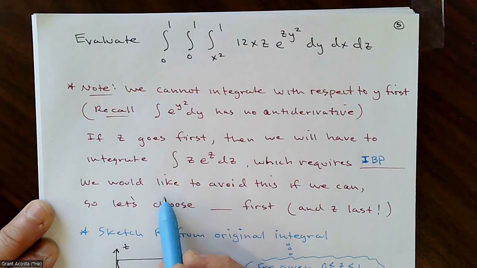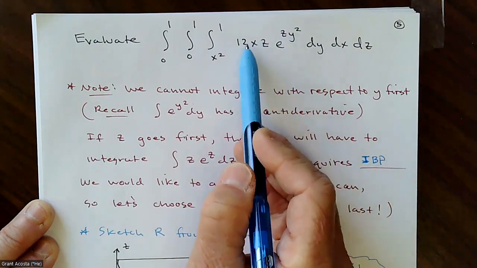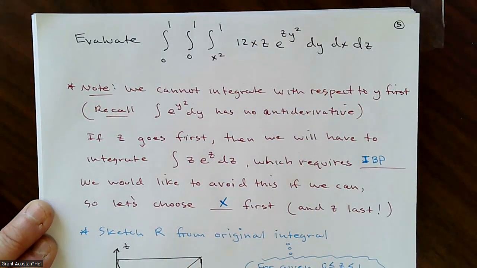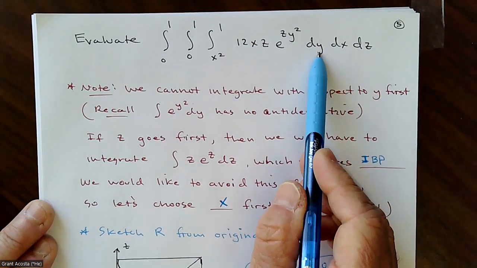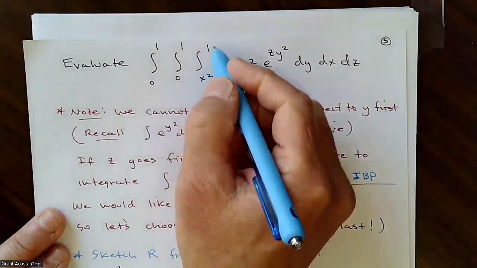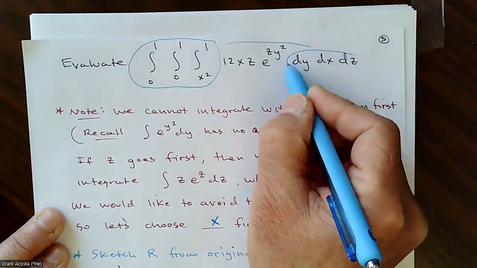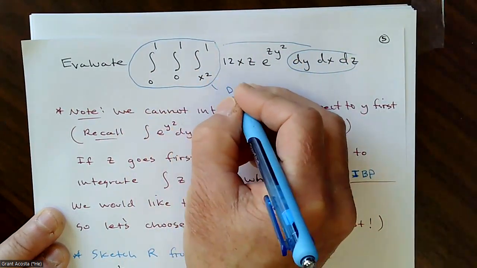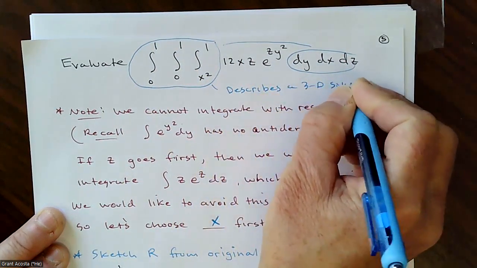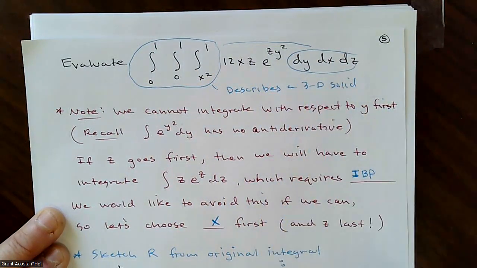So it seems like if we want to avoid that, let's choose x first. Because x, if I hold z and y constant, the 12, all of this is a constant, I can easily integrate x. So we're going to try to switch the orientation here to having x first, and then we'll see what happens with z and y. So to do that, these three limits right here, combined with the orientation and what they go for, describe a three-dimensional solid. And we need to look at that solid before we can reverse the order of integration. We need to see what that solid looks like.